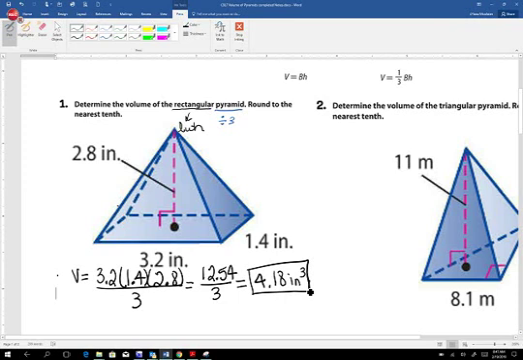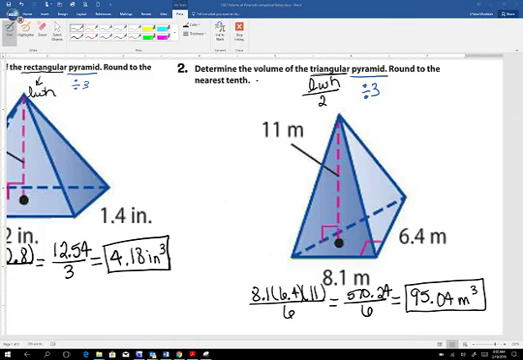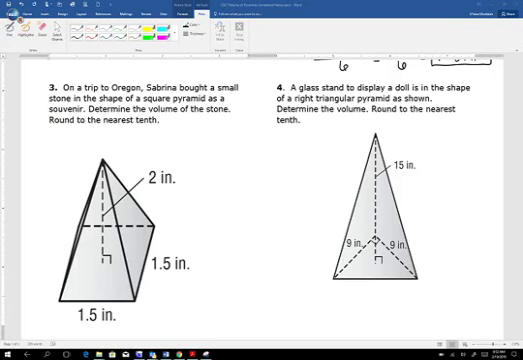Are there any questions about finding the volume of rectangular pyramids at this time? Are there any volunteers to come work number 3? Do we have anyone who would like to work number 4?